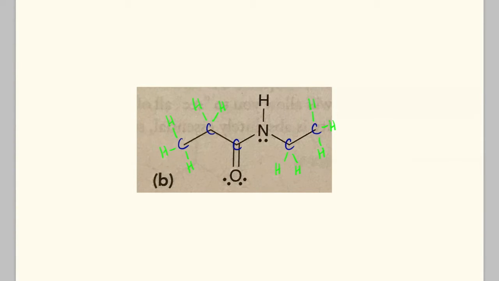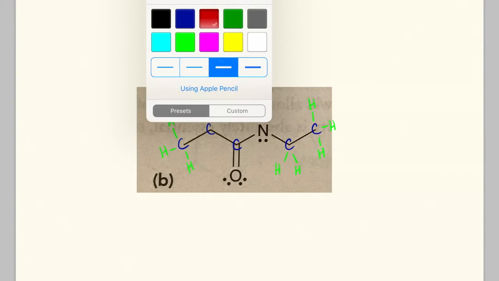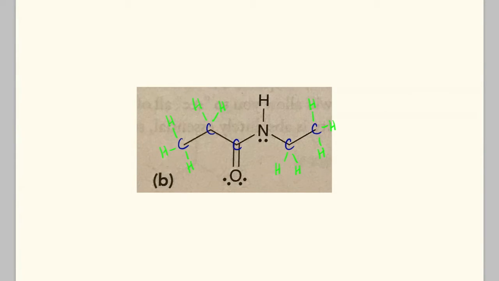Now, how about that carbon atom that I skipped? Well, if we count the total number of bonds to it, remember that carbon needs 4 total bonds to it, and this one has 4 total bonds, so we don't need to add H's to that.